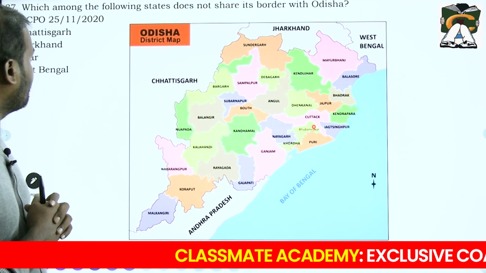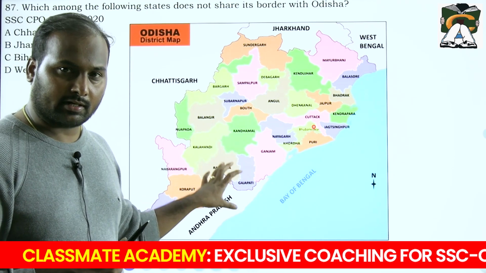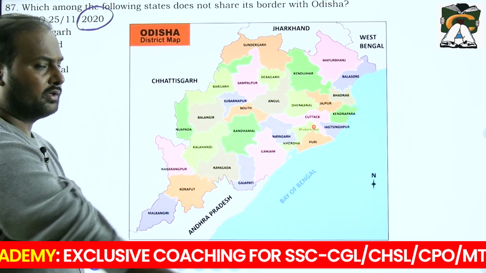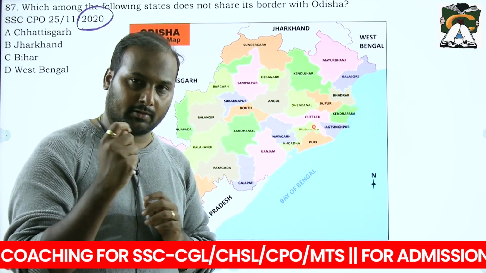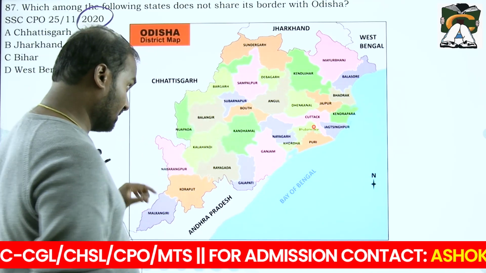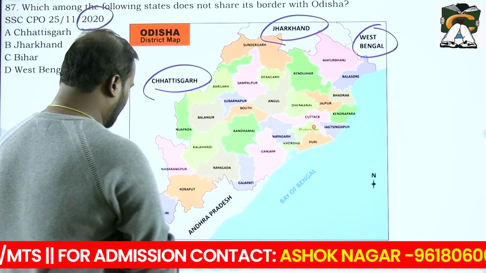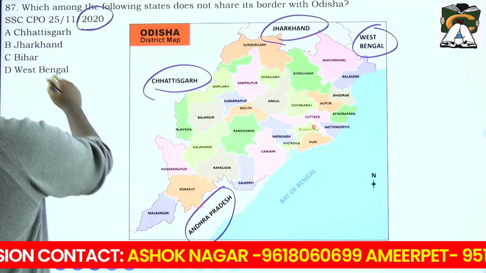Next. Which among the following states does not share its boundary with Orissa? See, now SSC started asking this kind of questions because if you see this question is 2020. So from 2020 onwards, they started asking this type of questions. Please try to focus on this kind of questions, very important. For example, this is the Orissa state. So obviously, Orissa is having a boundary with West Bengal, Jharkhand, Chhattisgarh and Andhra Pradesh. Okay. So in this case, your answer is Bihar.